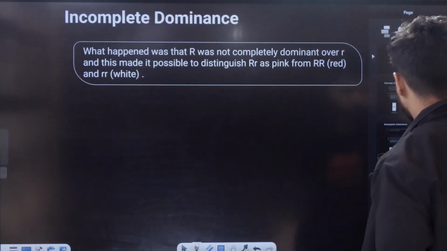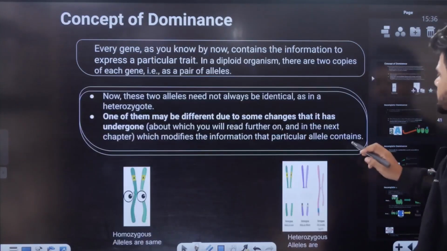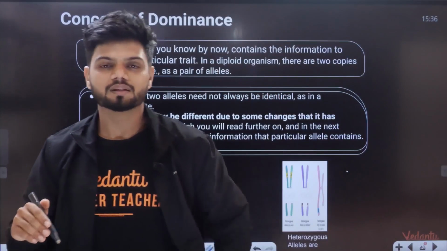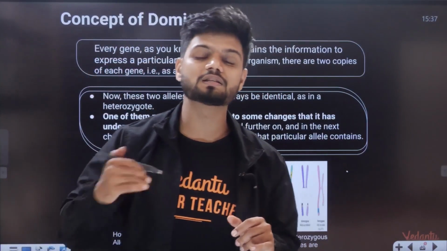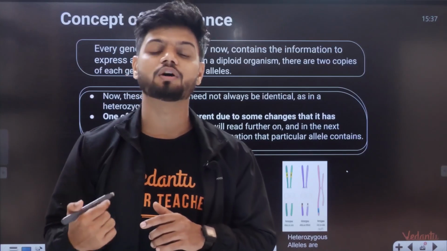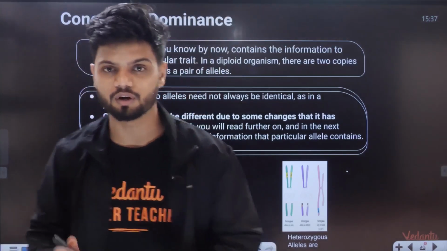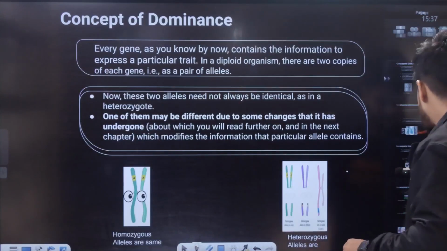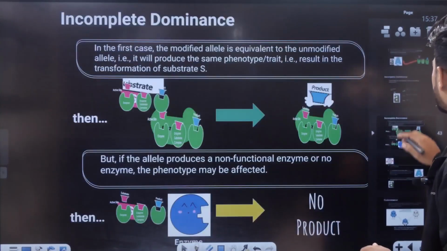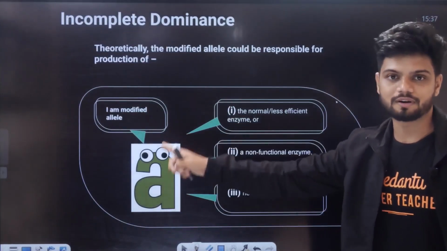Yes, easy. Now students, there is something called the concept of dominance. Why is one dominant and why is one recessive? The answer is very simple. Because the recessive one has undergone certain mutation or changes, because of which it is not able to produce the actual expression. In NCERT, they give an example of an enzyme. The recessive one is also called a modified allele.